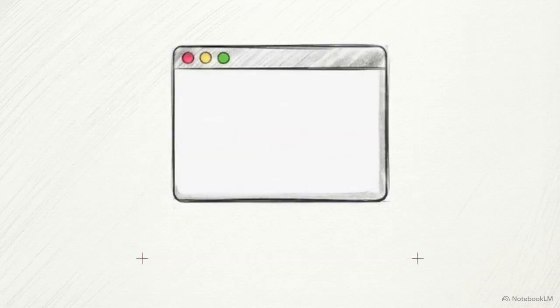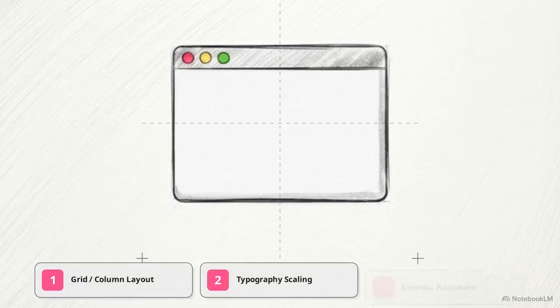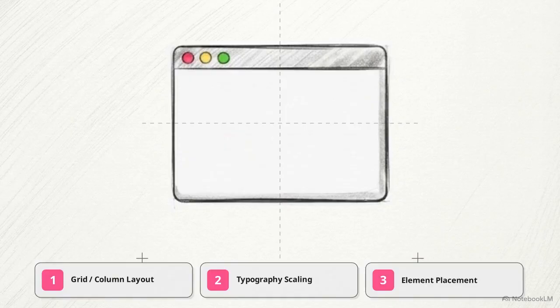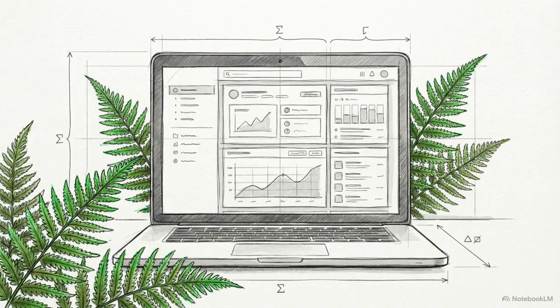We are going to take a flat 1200 pixel wide mockup and apply 3 specific mathematical steps to establish its structural layout. Calculating these spatial proportions removes the guesswork from the layout process, resulting in a design that aligns with the organic patterns of growth found in nature.